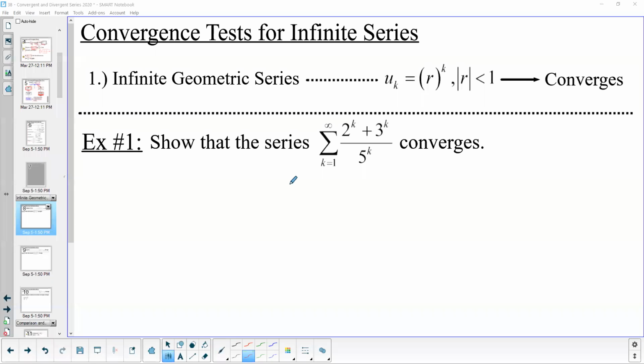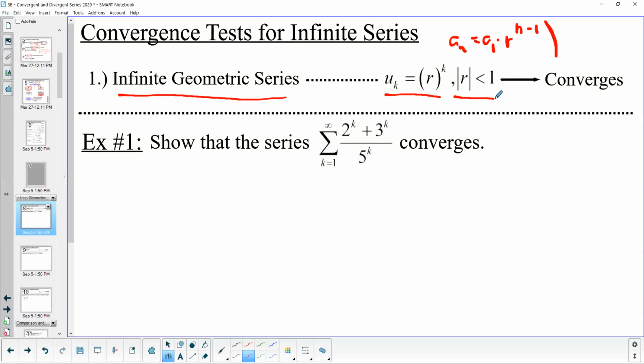So our first test for convergence for infinite series is one that we covered back in one of our first units during junior year, which was infinite geometric series. And so we determined that if you can write a series in the form of a geometric series, so essentially we had a sub n is equal to a sub 1 times r to the n minus 1 was our general term for a geometric series.